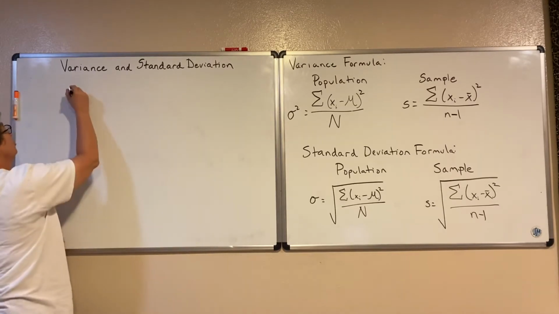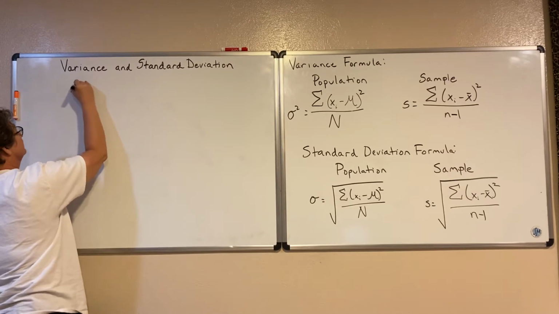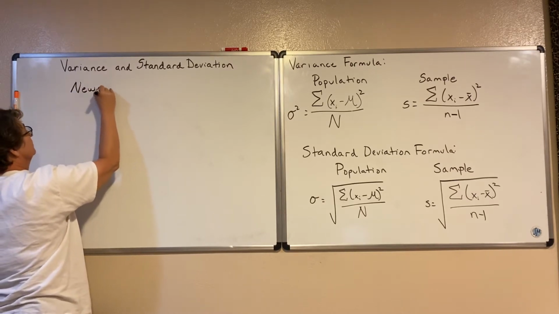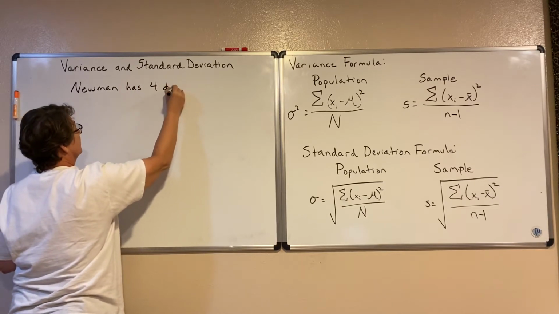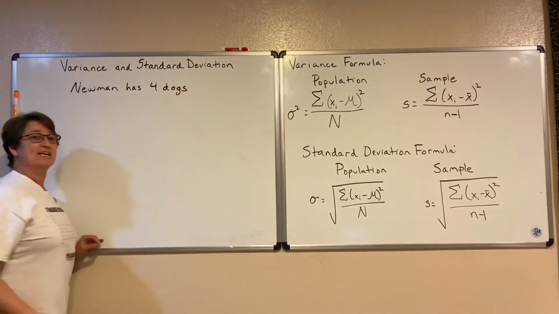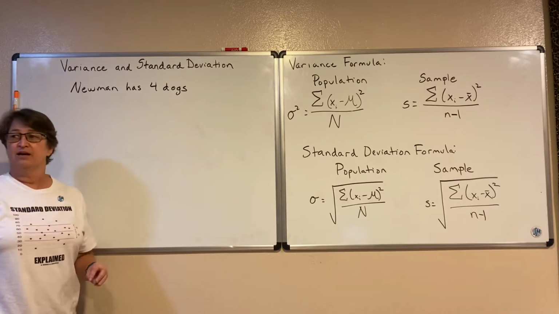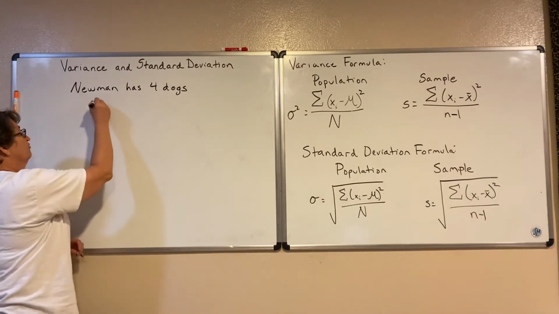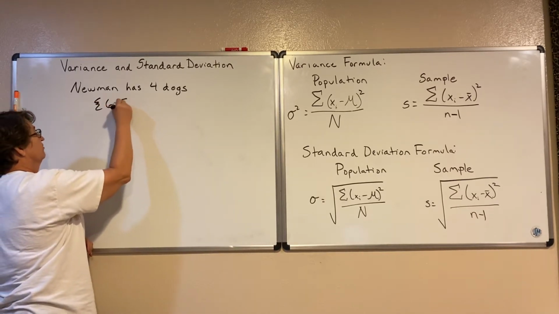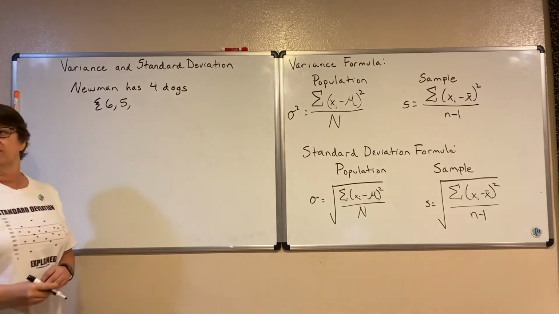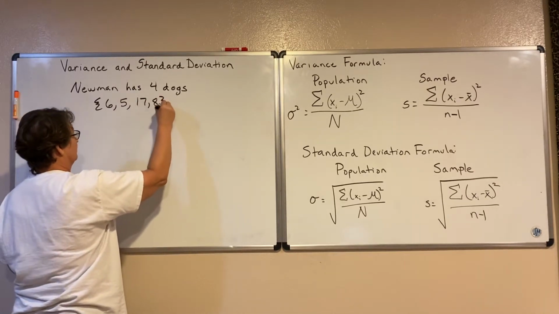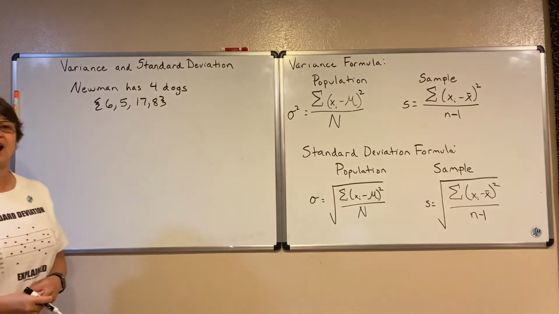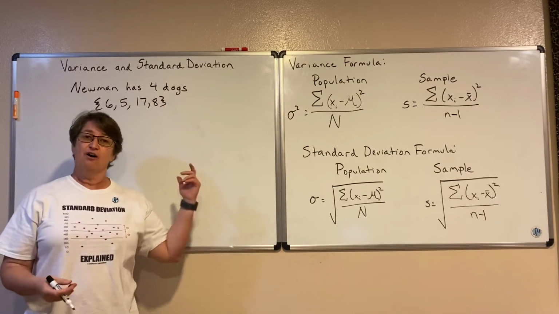First, Newman has 4 dogs. And he weighs the 4 dogs and collects the data on those 4 dogs. So in kilograms, there's 6, 5, 17, and 8 kilograms. And we're going to find the standard deviation of this data.